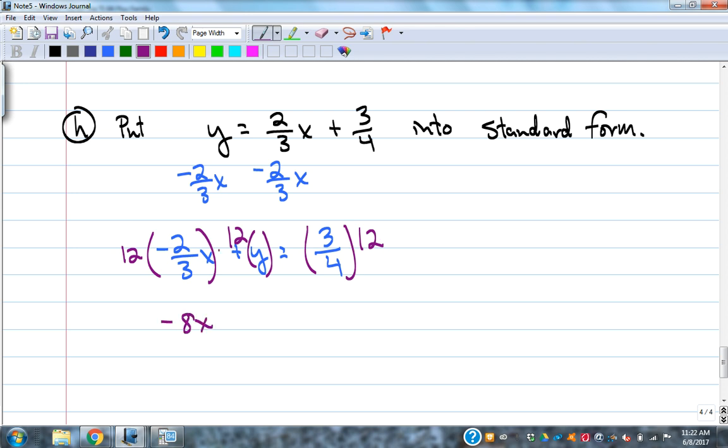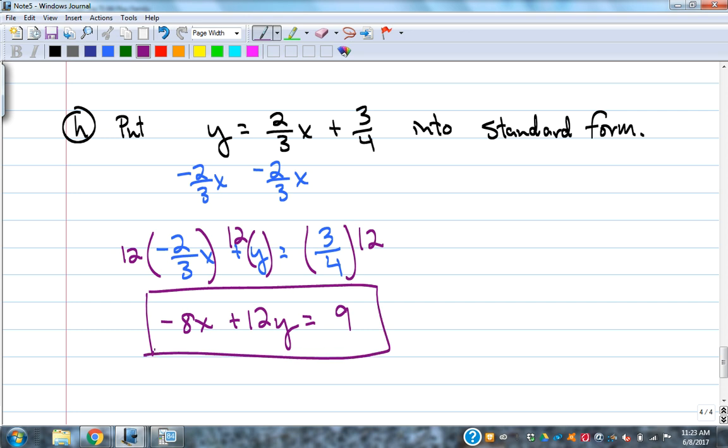Be negative 8x, 12y, 9, I think. That's right. 3/4 of 12 is 9, yeah. 2/3 of 12 would be negative 8, yeah. And then 12y, yeah. And that would be our standard form for that. All right.